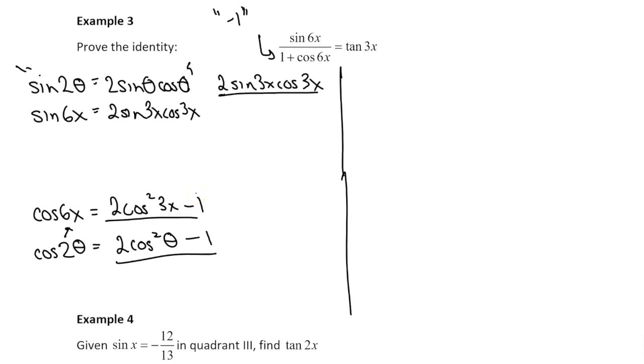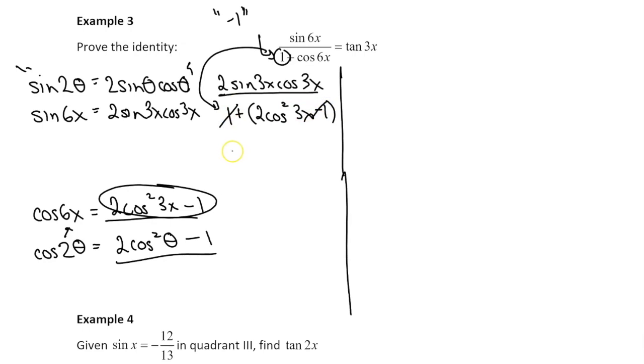and we could replace it with that. So if we do something like this, and we now substitute in here, here's the original 1 that's going right there, plus bracket 2 cosine squared 3x minus 1. Well, we can now simplify that. The 1s will end up canceling each other out, and we'd be left with something that would say 2 sine 3x cosine 3x over 2 cosine squared 3x.